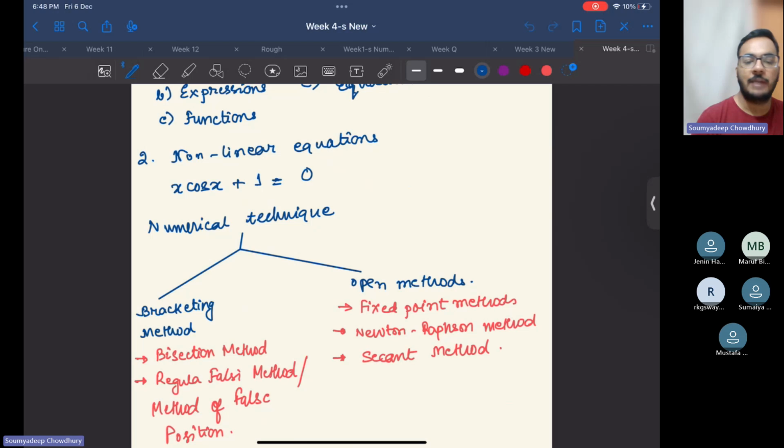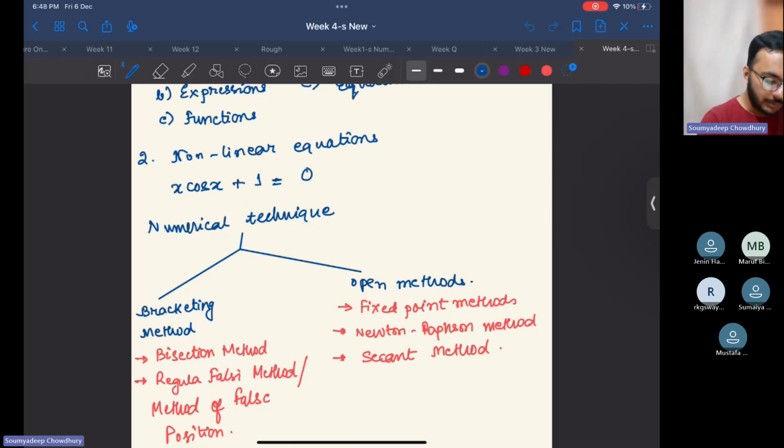In bracketing methods, we have the bisection method and the method of false position, which is also called the regula falsi method. Whereas in open methods, we have the fixed point iteration method, the well-known Newton-Raphson method, and the secant method. Last class we had discussed the bisection method, the secant method, and the regula falsi method. These three we had discussed, and I had shown you the MATLAB code for the bisection method and the secant method. And I asked for the MATLAB code of the method of false position as homework.